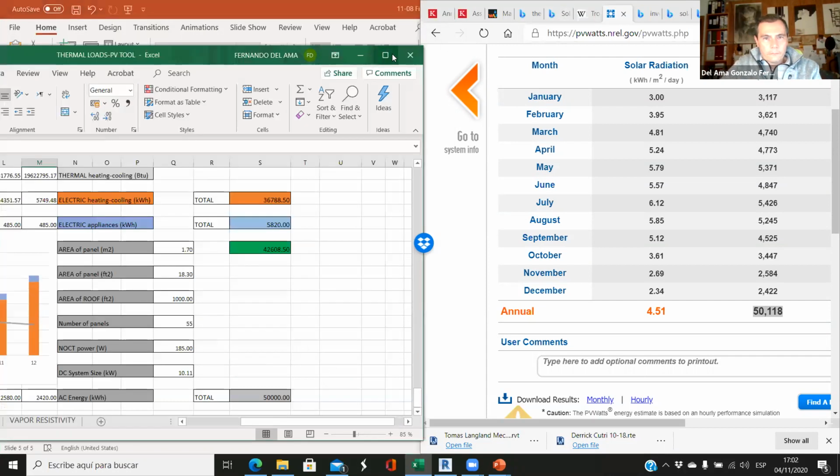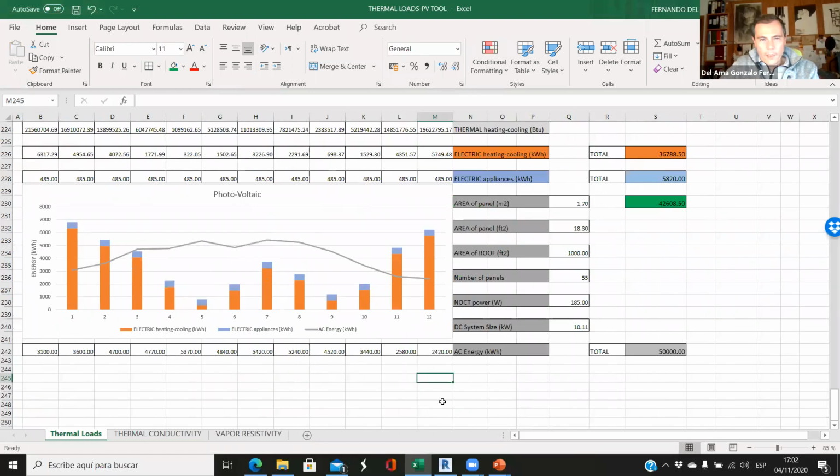Okay, so now we see here the demand and the production. The zero energy building is about the balance. Here we need 42 and we have produced 50,000, kind of. So we have a positive balance, so we are beyond the zero energy building goal. That's fine. Yes, you need energy, but we need to look at the balance. The fact that you need energy in January doesn't mean that it's not a zero energy building.